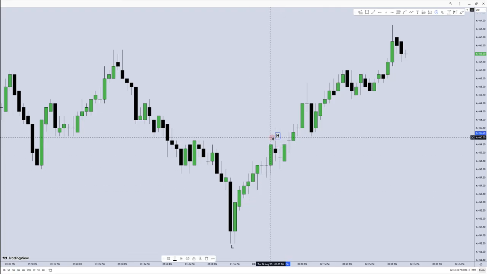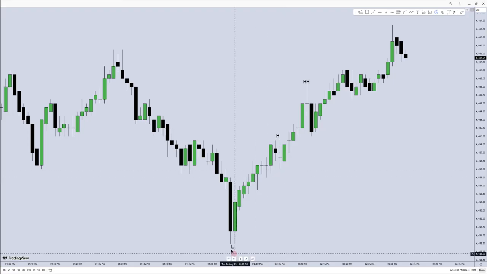Now a high that is higher than this high would be a higher high, and that is this one. So this is my higher high right there. Then a low that is higher than this low right here, that is a lower low. Sorry, a higher low. I'm so sorry. That would be a higher low.